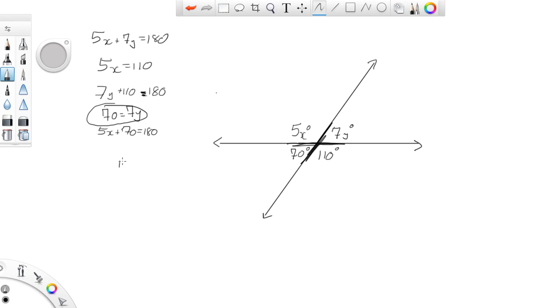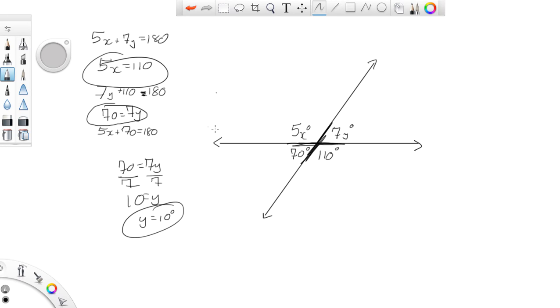So if 70 is equal to 7y, if I divide both sides by 7, I get that y is equal to 10. So y is equal to 10 degrees, and there's my y value. Now, knowing that, I can plug that into any of these relationships, or I can look at this equation separately and solve for that. So I can say that 5x equals 110, divide both sides by 5, and I have that x is equal to 25 degrees.